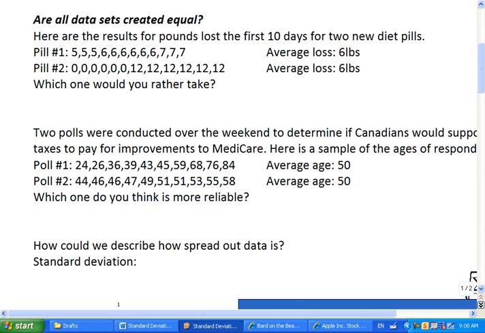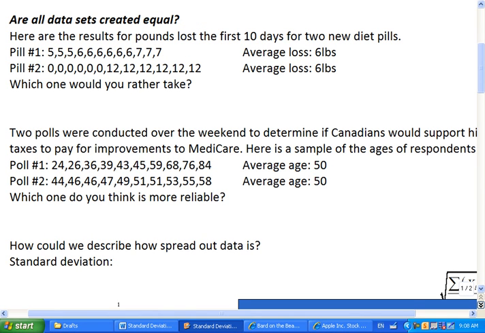Okay, but sometimes we don't want a small standard deviation. Sometimes we'd want a large one. So think about it this way too. Two polls are conducted to determine if Canadians would support taxes to pay for improvements in Medicare. So here's the results of the poll and the ages of the people. Okay, so for example, let's just say that the average age is 50 here, and the average age is 50 in poll number 2 as well. But what do you think? Which poll do you think is going to give us a better picture of what Canadians think about raising money or raising taxes for Medicare?